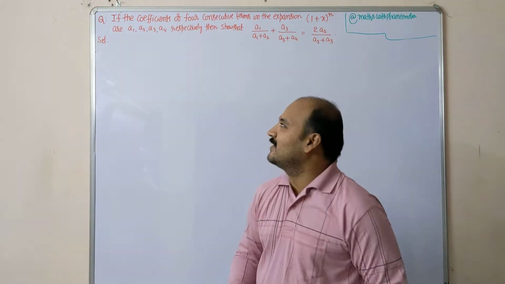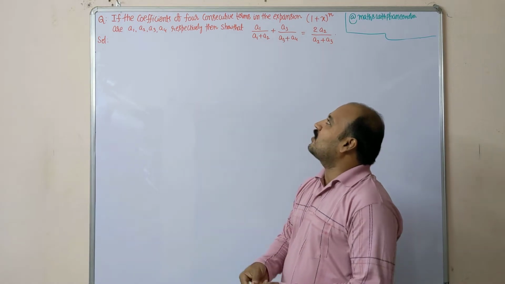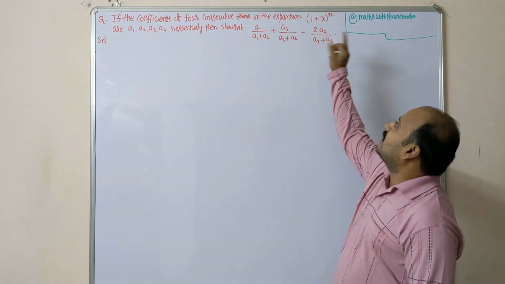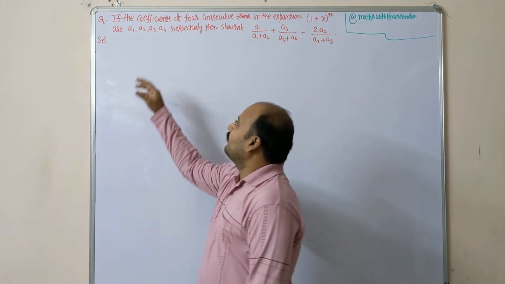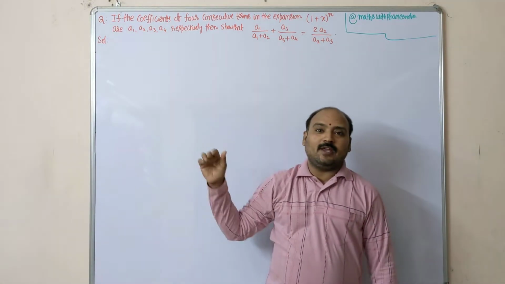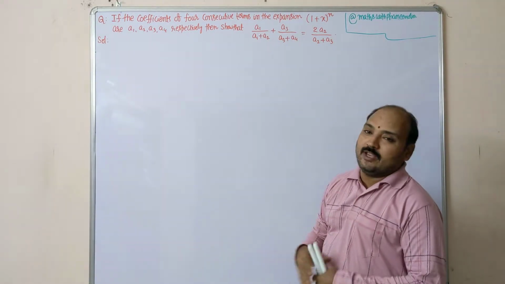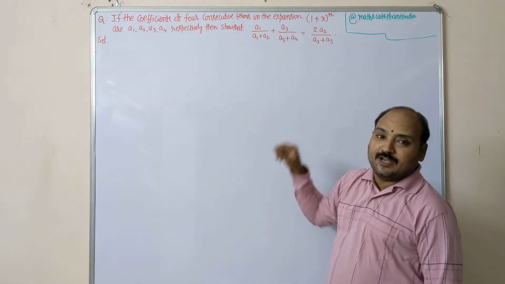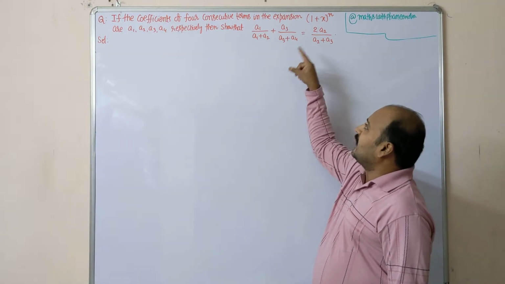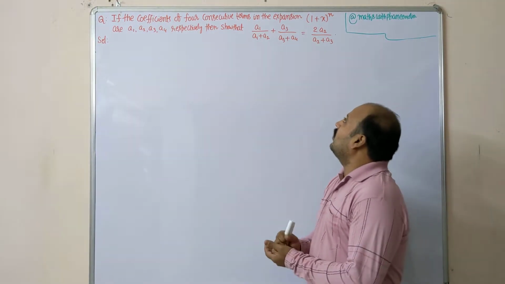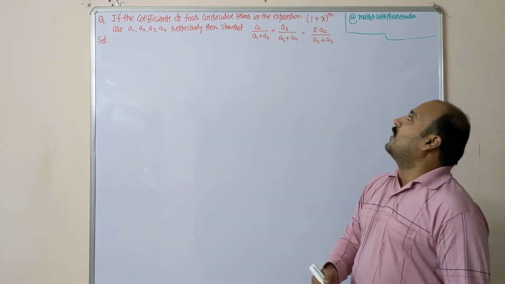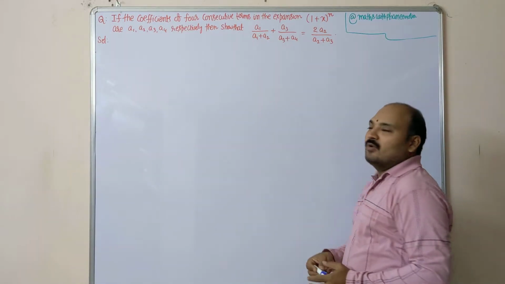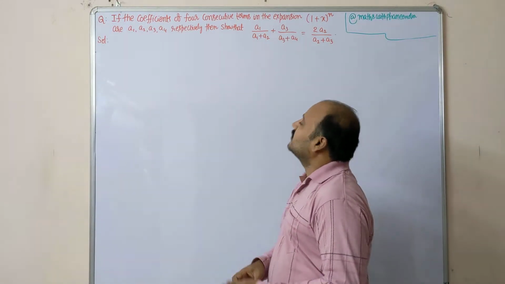The next question, dear students. If the coefficients of 4 consecutive terms in the expansion of 1 plus x whole power n are a1, a2, a3, a4 respectively, then show that a1 by a1 plus a2 plus a3 by a3 plus a4 is equal to 2a2 by a2 plus a3. So before doing this one, I need to give some explanation, dear students.